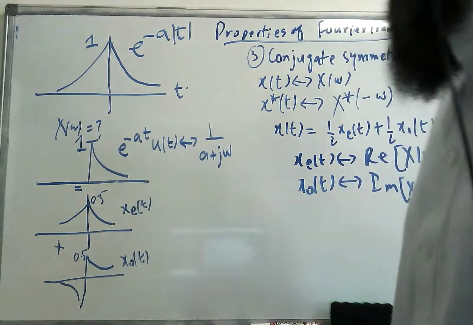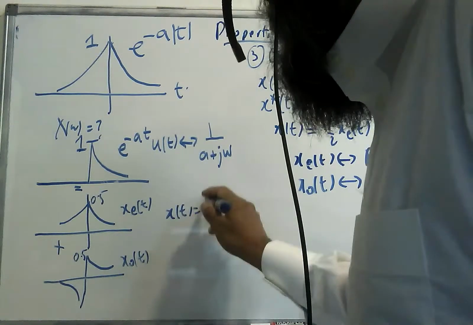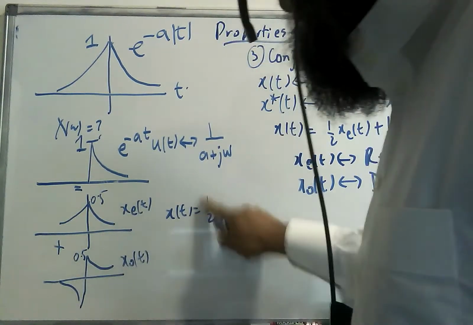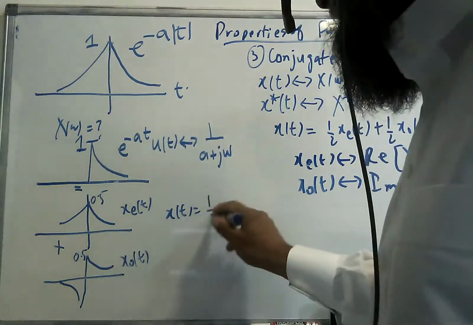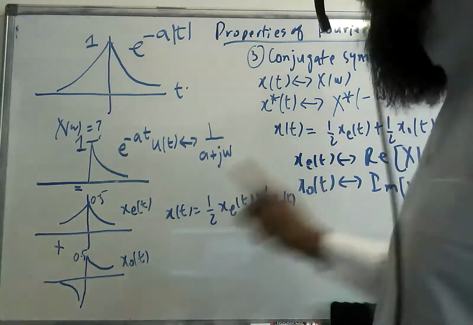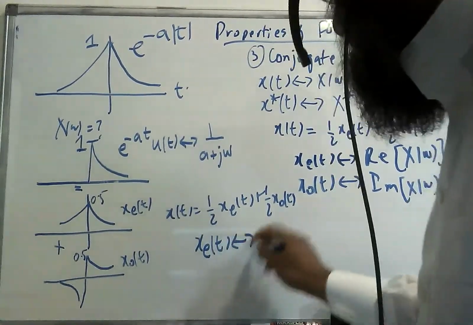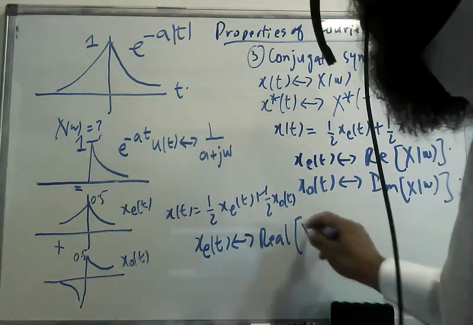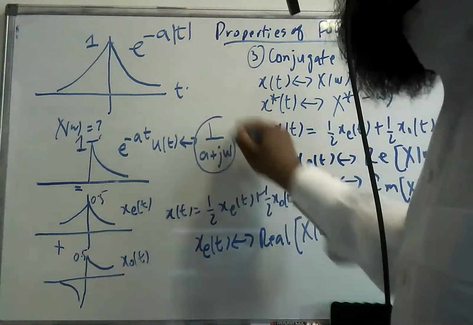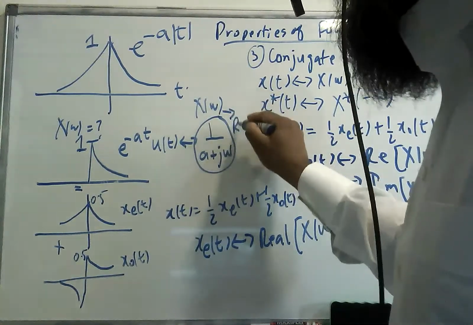So this is my x of t, and x of t is equal to half of this plus half of this. So half of even plus half of odd. Now from the property I know that the Fourier transform of the even function should be the real part of the Fourier transform of the original function. So I take this function, this is my X of omega, and I find the real part.